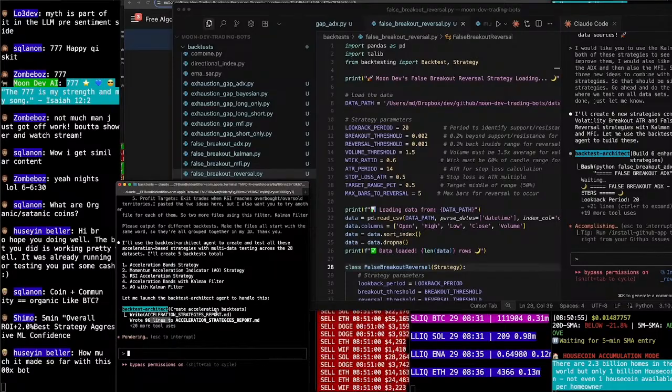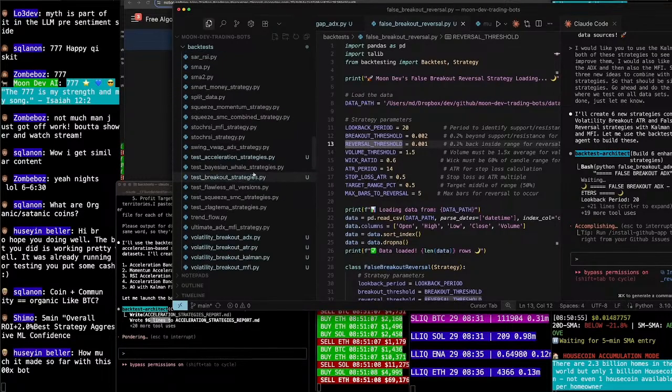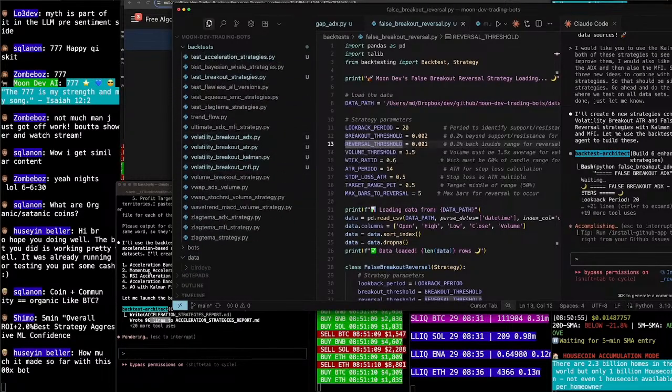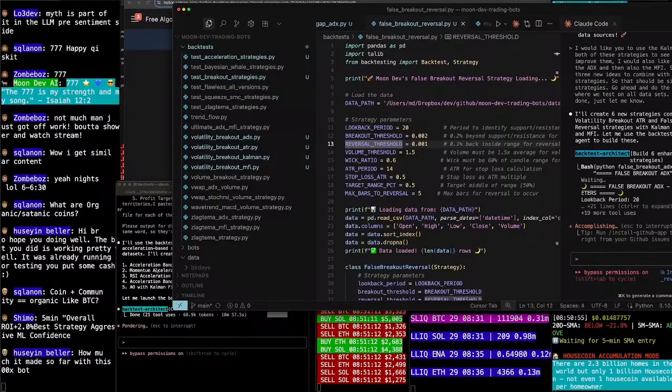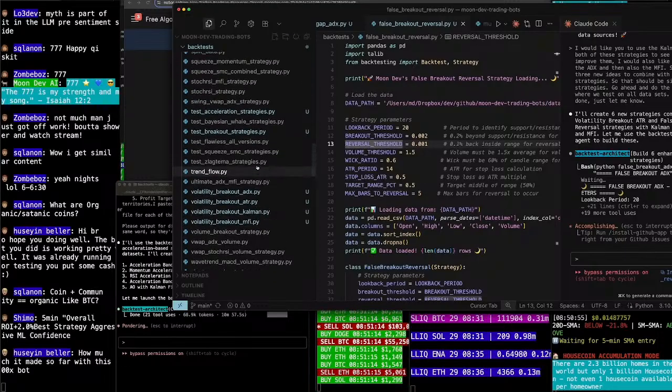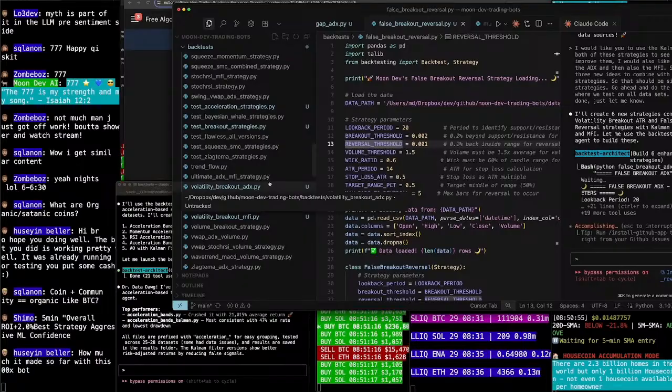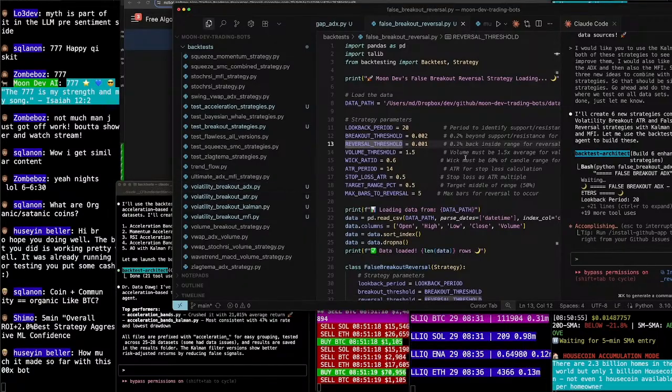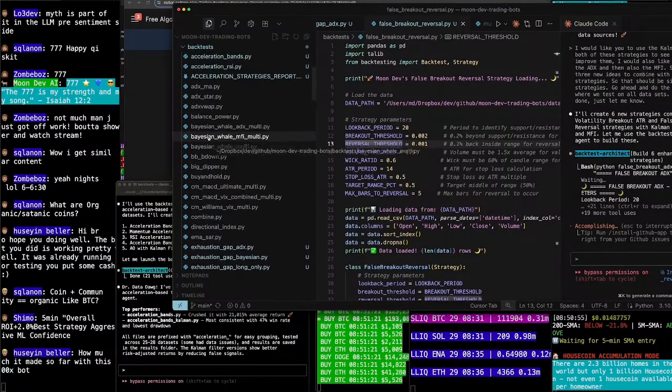Okay, so right, acceleration strategies report.md. She ran them all for me too. So let's go see what she did. Volatility. So these are the volatilities she's testing. The accelerations are probably up here.